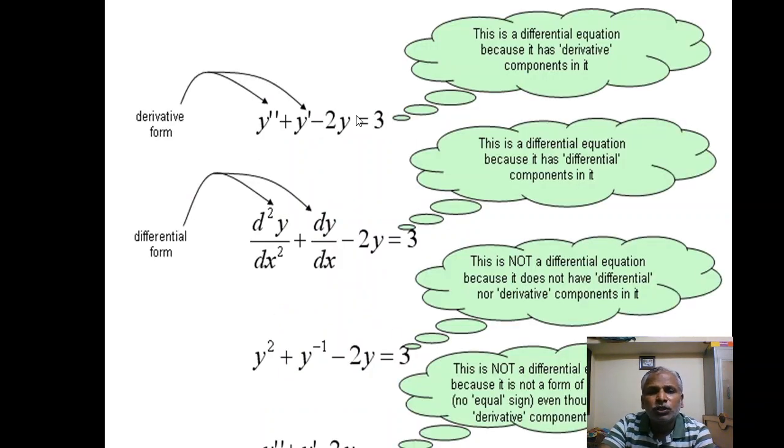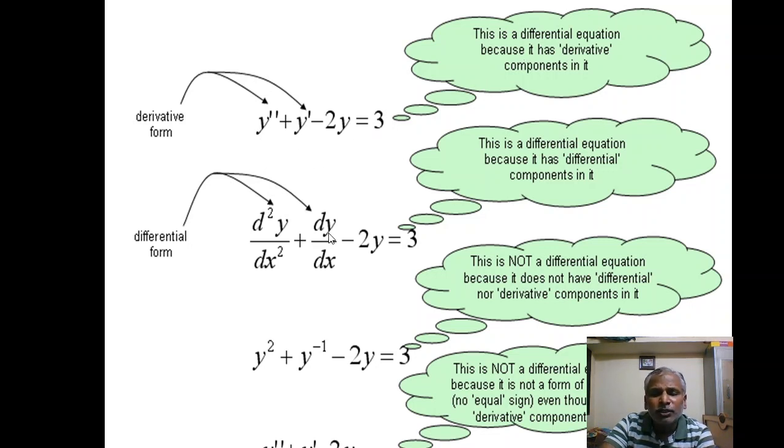Now see some other examples of differential equations, whether they are differential equations or not. Let us see the first equation: y double dash plus y dash minus 2y equal to 3, where 3 is a constant, y is the dependent variable, y dash means the first derivative of y with respect to x, and y double dash means the second derivative of y with respect to x. In this equation the first derivative and second derivative of y appear, hence it is called a differential equation.